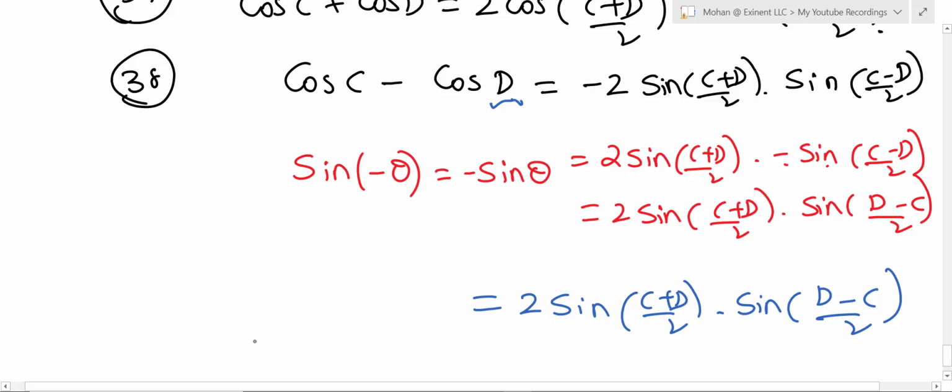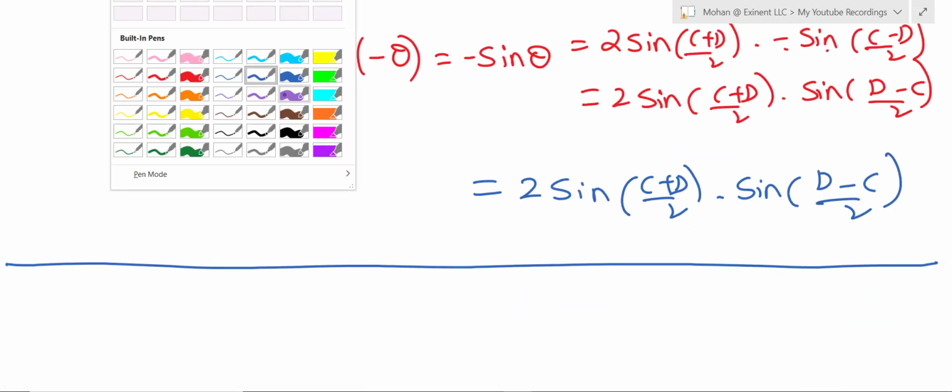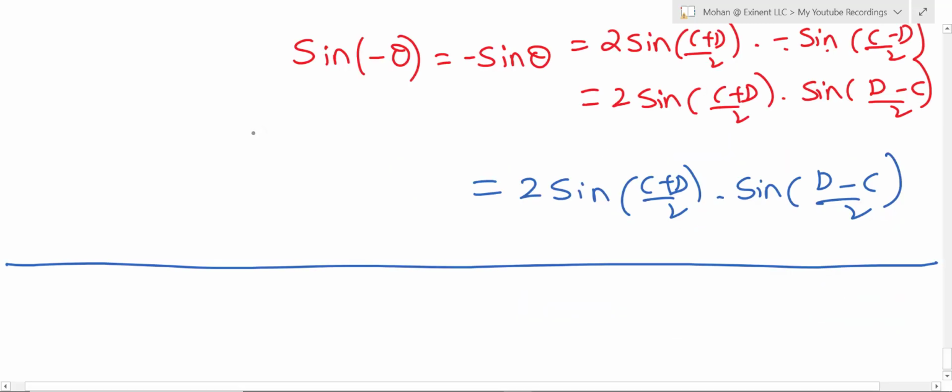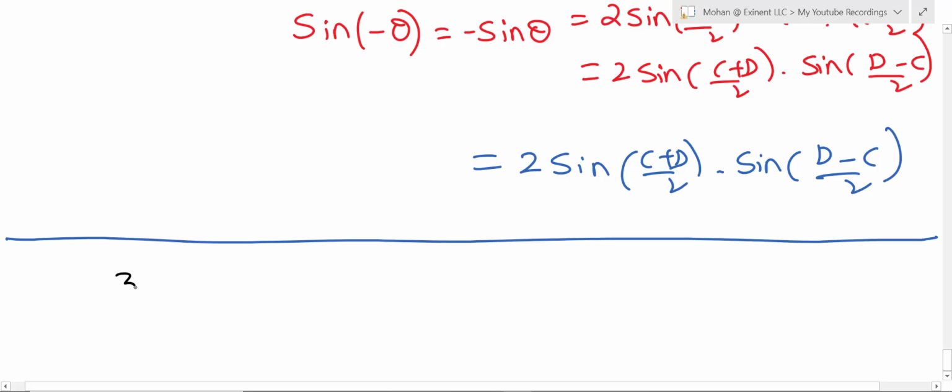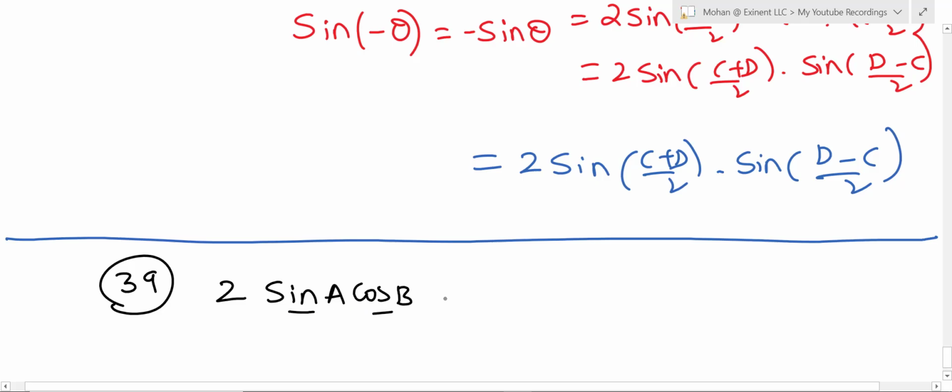So understand that. Next, what if I want to have product as sum? If I have the trigonometric quantities as product, how can I split them into summation? I would like to see that as well. What if I have 2 sin A cos B? Sin and cos here are multiplied. What if I want to have summation of the individual? That will become sin of (A plus B) plus sin of (A minus B).